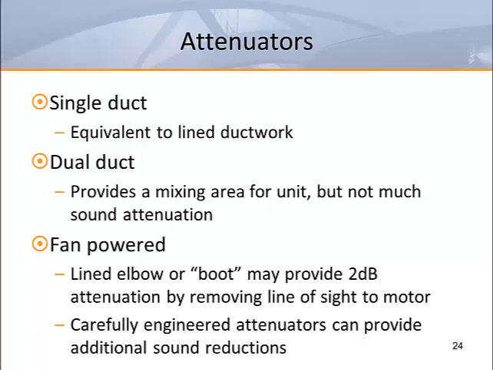Fan-powered terminals are often available with optional induced air inlet attenuators. Many contractors refer to these devices as boots. They often look like a lined steel box with one side missing. They usually block the line of sight to the blower and force the induced air to turn a corner when drawn into the unit. At best, these boots or lined elbows may reduce the radiated sound by 1 or 2 decibels in the critical octave bands. More carefully designed and constructed attenuators, however, can provide far better results.